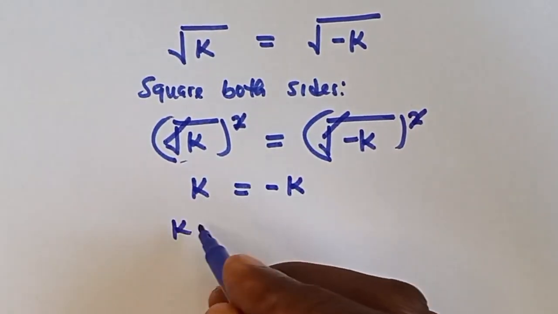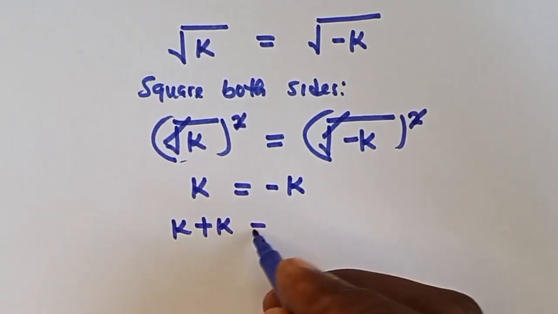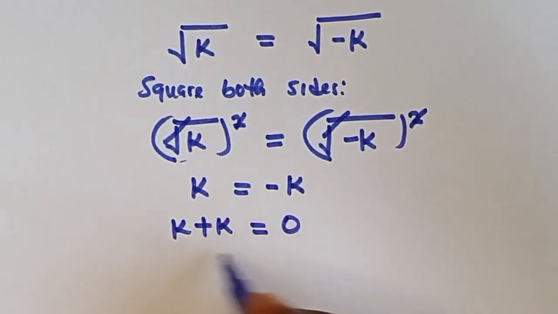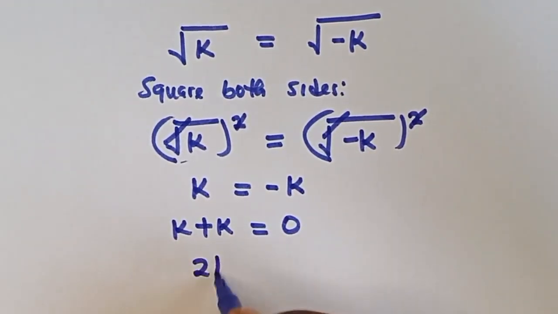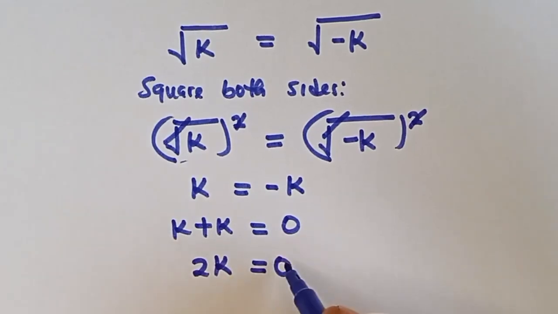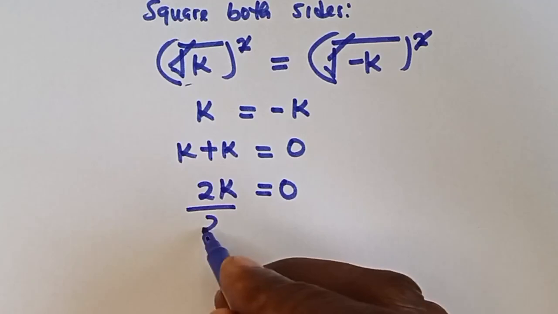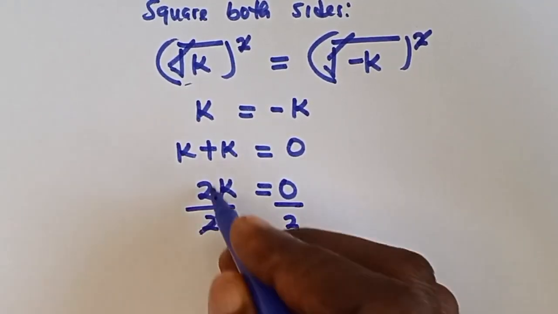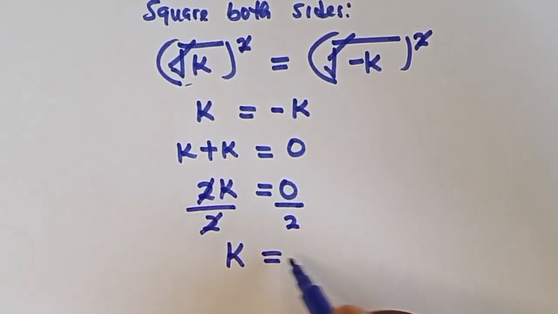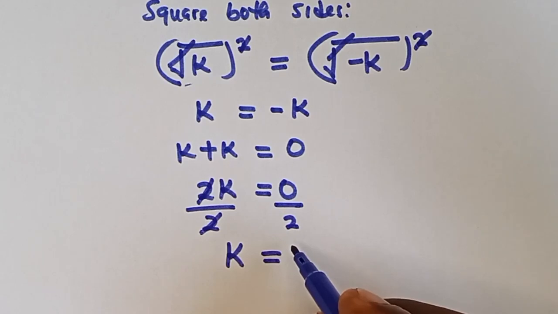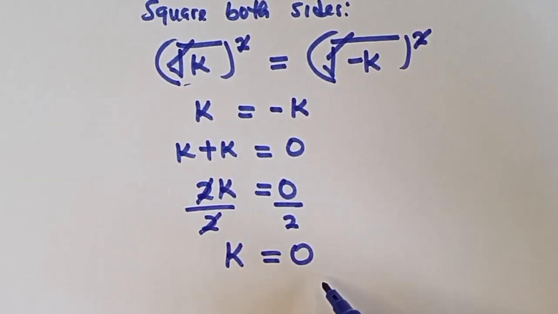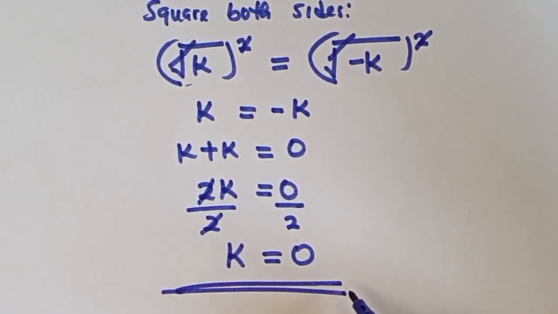Let's bring them together. Bring this here. So we have k plus k equals 0. Okay, so k plus k is 2k. We have 2k equals 0. Now we divide both sides by 2. So we have k equals, what is 0 divided by 2? It's 0. All right, so our answer is 0.